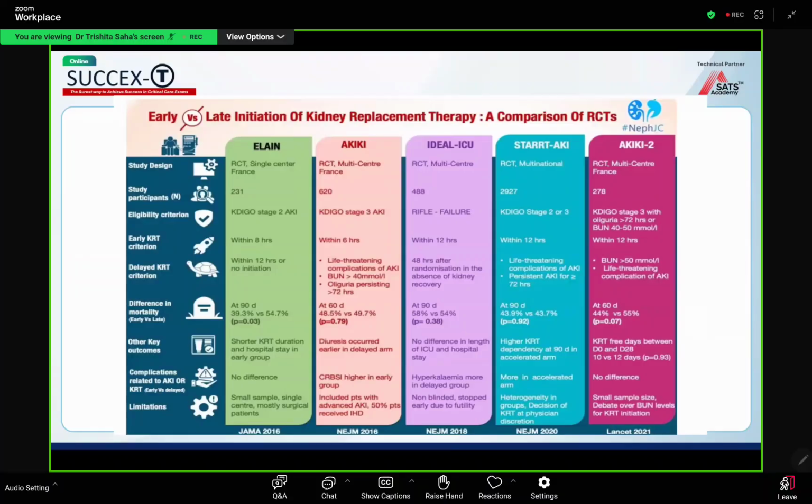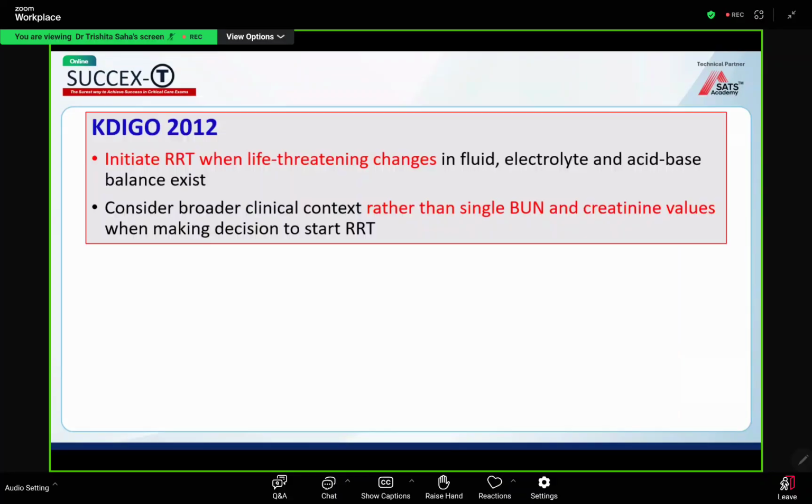So this is the table which I was talking about. It has all the trials. You can mug up this table. It is a very difficult table, but you should remember that the only positive trial among these was the ELAN trial, but it was a single center study. If you see, this is the highlight point of this ELAN trial. And in all the others, there was no difference in the mortality.